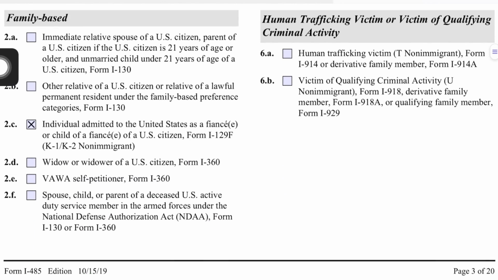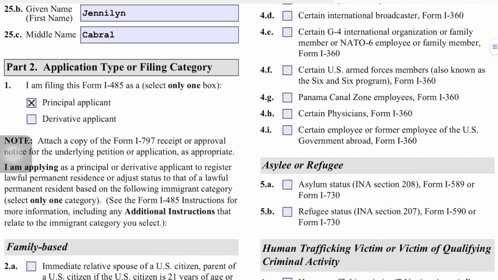Okay, the next one is family based. So 2A, if you are family based, so we need to put 2C. We are the individual admitted to the United States as a fiancé or child of the fiancé of a U.S. citizen, form I-129F. So this is the one that needs to be checked or put an X on the box because we are the K1.